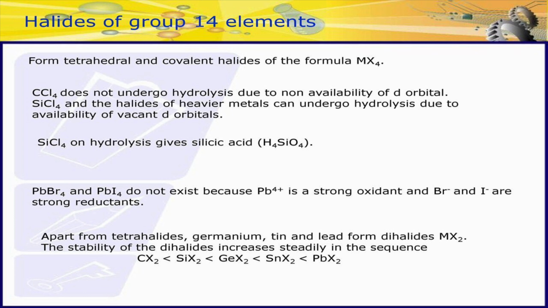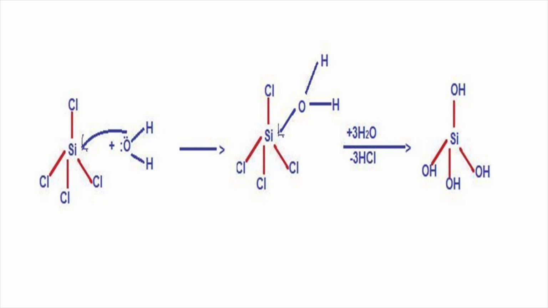Apart from tetrahalides, germanium, tin and lead form dihalides of MX2 type. The stability of the dihalides increases steadily on moving down the group. This is due to the inert pair effect. Due to the inert pair effect, the +2 oxidation state is more stable than the +4 oxidation state.